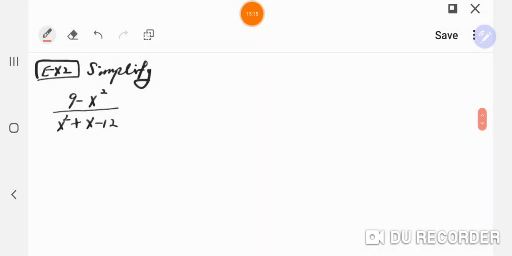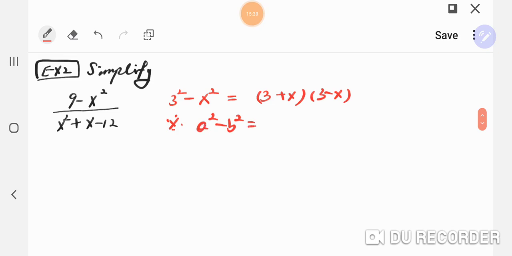Okay, example 2. Let's simplify the following rational expression. The numerator is in difference of squares form. 9 is 3 squared minus x squared. Then this will be what? 3 plus x and 3 minus x. Do you remember the formula? a squared minus b squared is equal to what? This is the difference of squares, so this will be a plus b, a minus b. So the numerator is 3 plus x, 3 minus x.